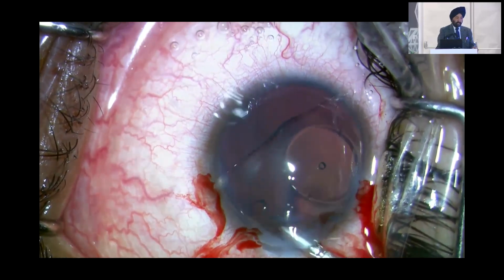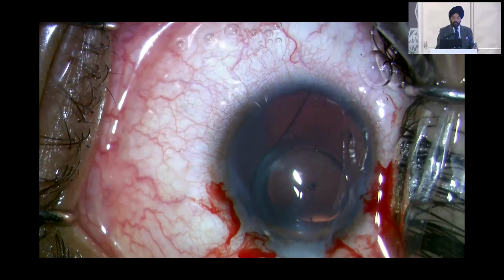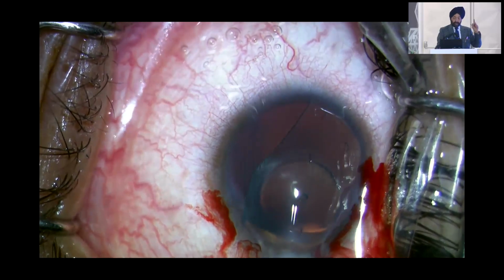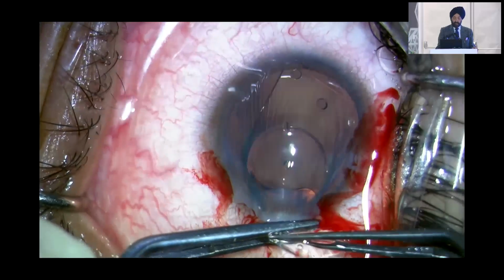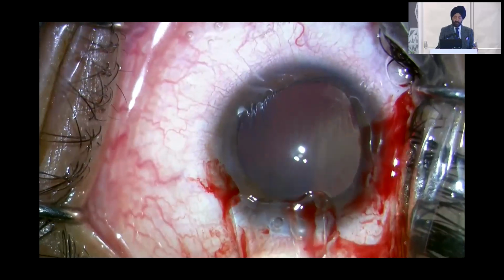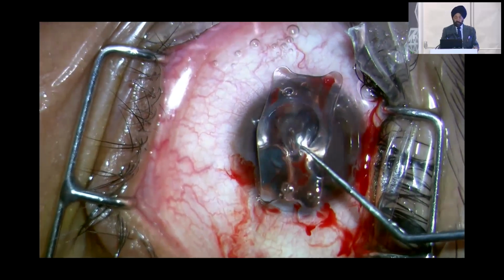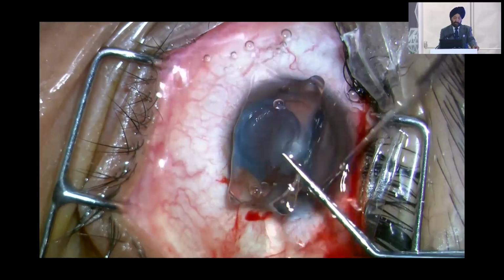But if redialing has been done early, you just have to pull it out. And ICL is much easier to pull out than the Indian lenses, because the material is different, but you still use a hand-over-hand technique and you can pull it out. So you'll have to get this down now. This patient is phakic.